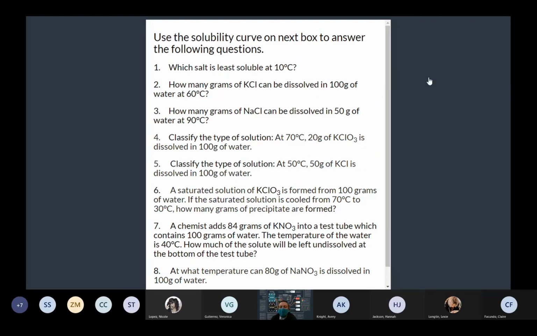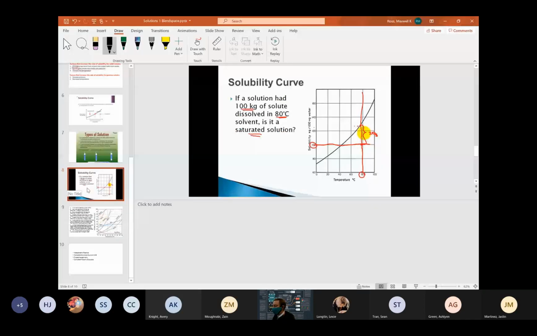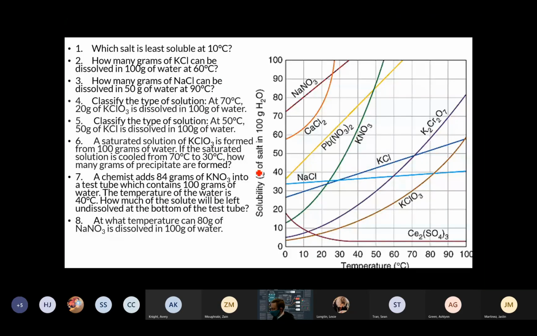Well, which salt is least soluble at 10 degrees Celsius? So we're going to go to 10 degrees Celsius, and whichever one has the lowest solubility value is our least soluble one. That's the brown line, so it's KClO3. Number 2, how many grams of KCl can be dissolved in 100 grams of water at 60 degrees?